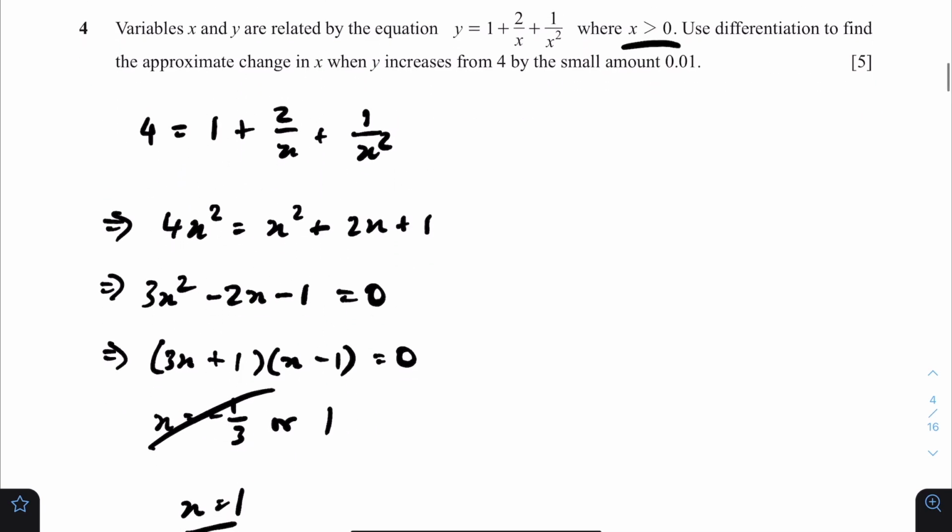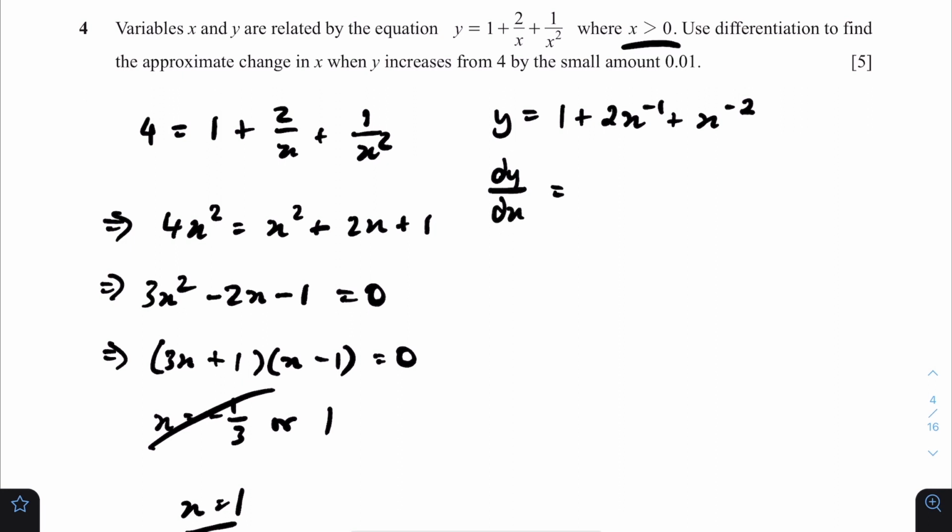All right, so we know x is equal to 1 now, but let's differentiate this function, just because they're asking us to use differentiation. So that's always a sign that you should differentiate. And they'll give you a mark for that even if you don't know what to do with that differentiation, but we'll show you how to do that afterwards. First thing with differentiation is convert this to powers. So we get y is equal to 1 plus 2x to the power of negative 1 plus x to the power of negative 2, and that makes it much easier to differentiate.